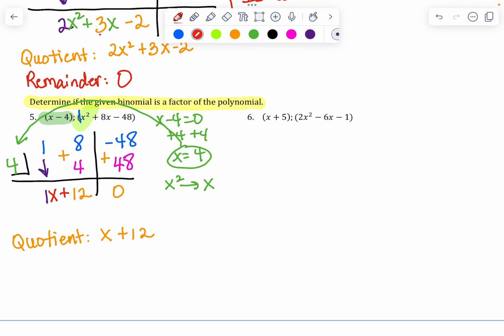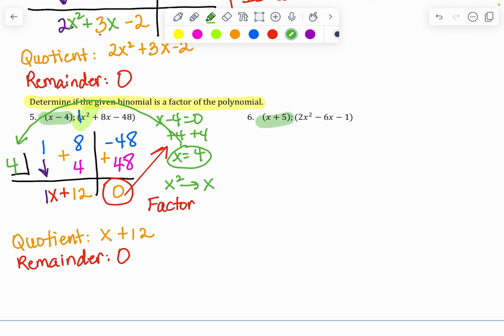Then we do our remainder. The remainder you get from right here is 0. Once again, because that's a 0, this information right here is a factor. If it wasn't a 0, it would not be a factor. So let's do the next one.